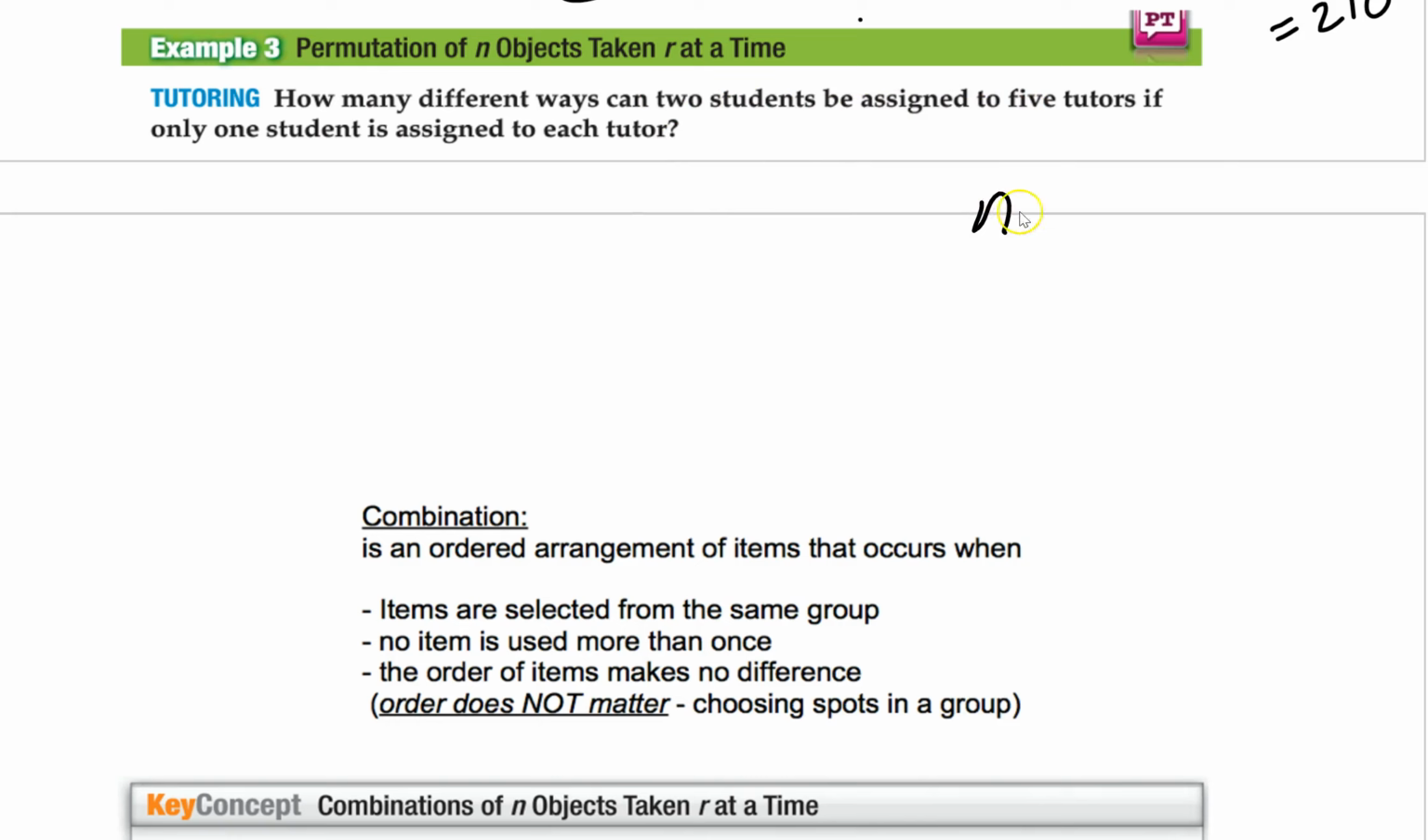And now here's a trick to order matters. I'm using nPr. Here's a quick trick. The bigger number should always be n. So this is my n, this is my r. This has to be the bigger number. So this is going to be 5P2.